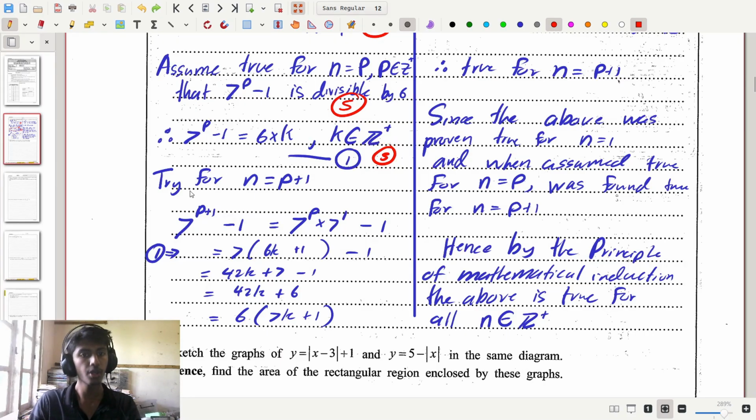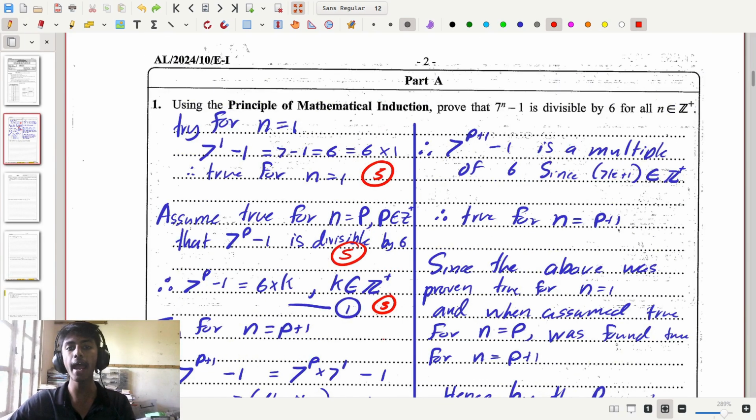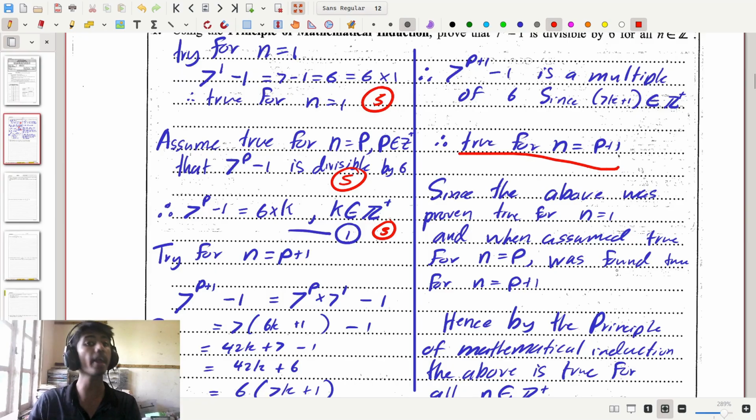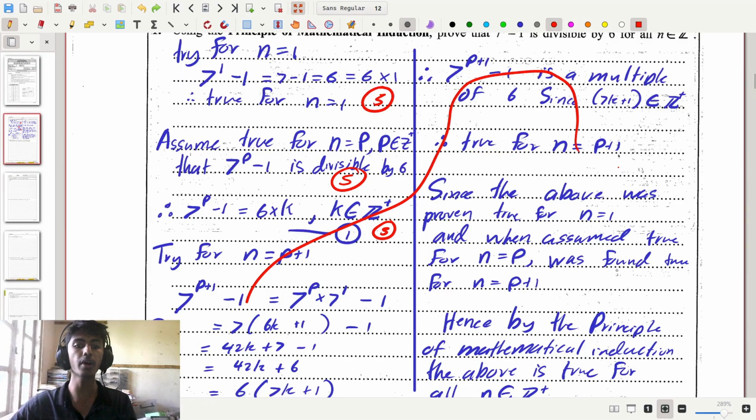Now after this, when you try for n equals p plus 1 and you simplify like this by substituting, and you get to the form 6 times an integer which is 7k plus 1, and you write that since 7k plus 1 is an element of the positive integers, and we have 6 times that being equal to 7 to the power of p plus 1 minus 1, we can say that 7 to the power of p plus 1 minus 1 is a multiple of 6. And then when you say therefore true for n equals p plus 1, all of this stuff right here gets you 5 marks.